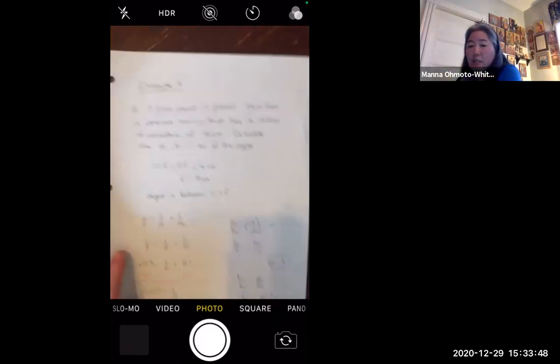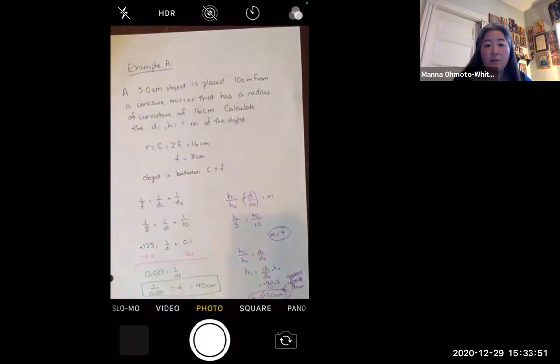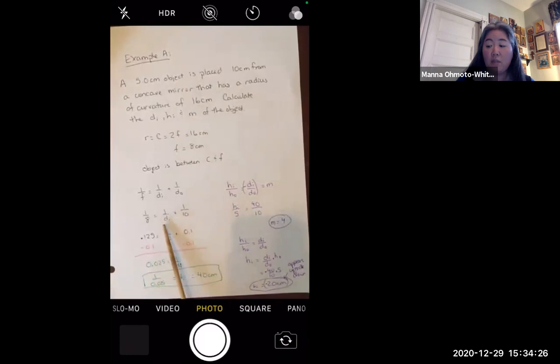So some example calculations. I have a 5 centimeter object, that's the height, placed 10 centimeters from a concave mirror that has a radius of curvature of 16 centimeters. Calculate the di, hi, and m of the object. So these are all of the image, not the object. The radius of curvature, which is the c, is twice your focal length, so the focal length will be 8 centimeters. So I can use the focal length of 8 centimeters and the object distance of 10 centimeters to solve for where the image is.